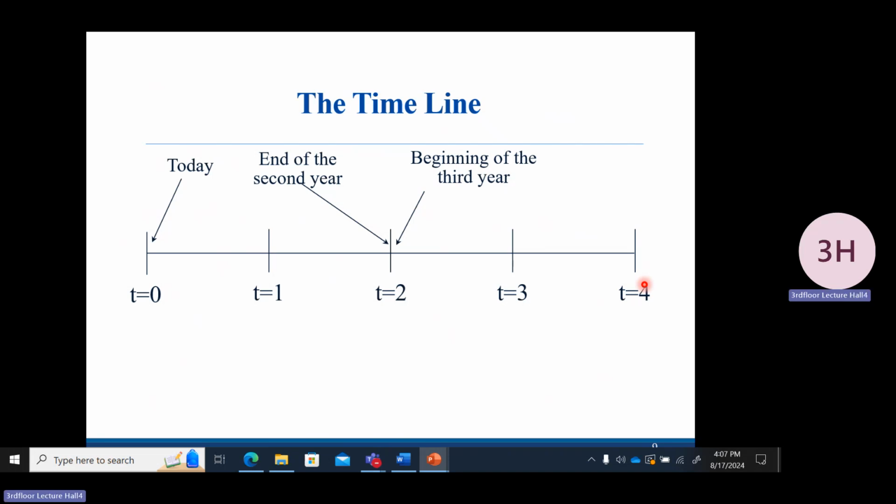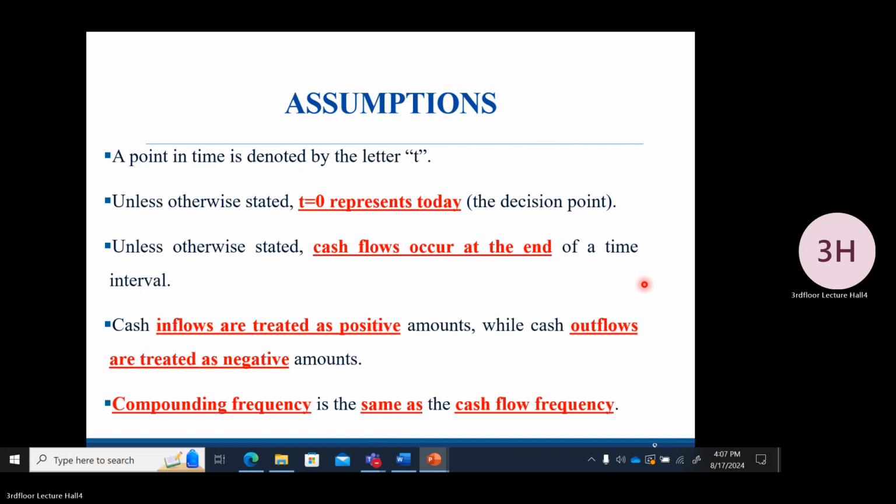And the other thing is, cash inflows and outflows both can be there. Normally an inflow is positive. If it is an investment, it is a negative cash flow. Last assumption: compounding frequency is the same as the cash flow frequency. You might not be able to understand this assumption now, but we will discuss more frequent compounding after this, so you will understand.